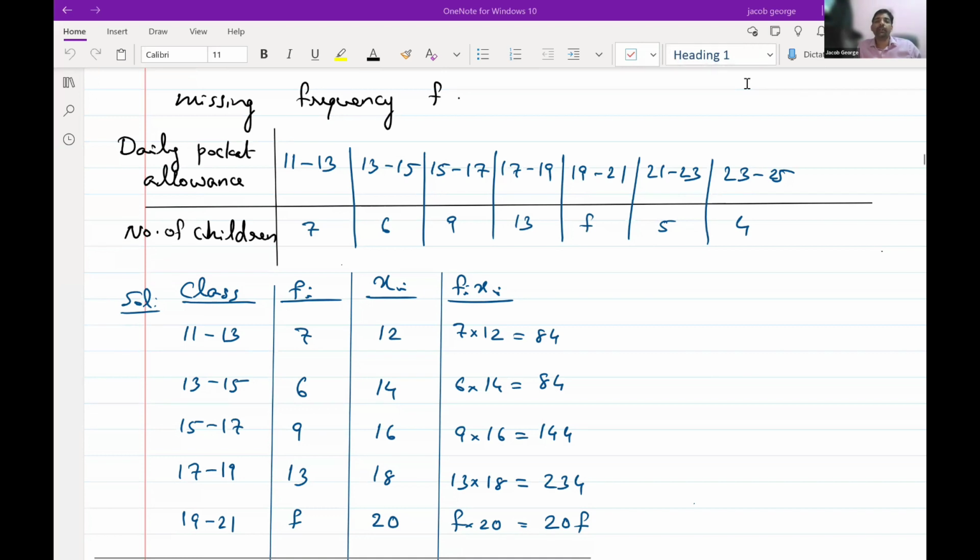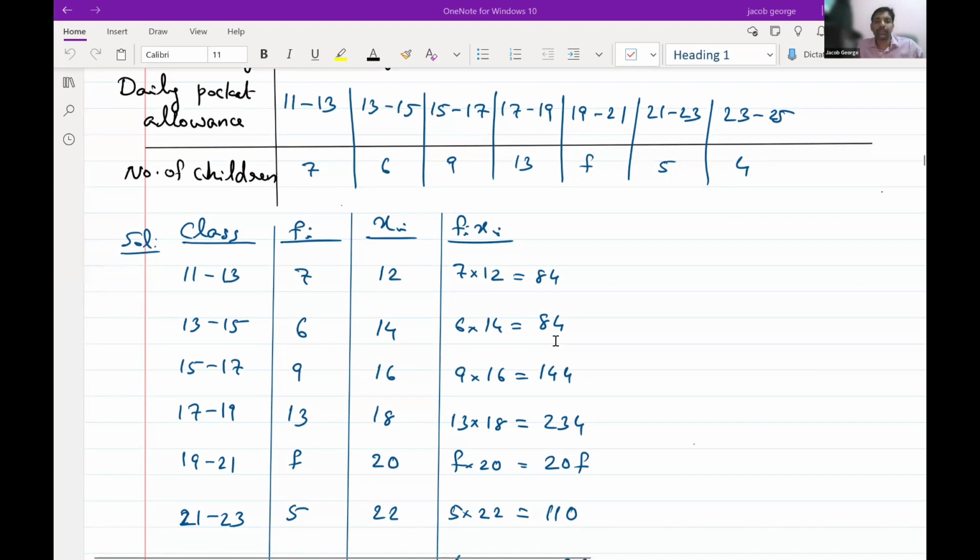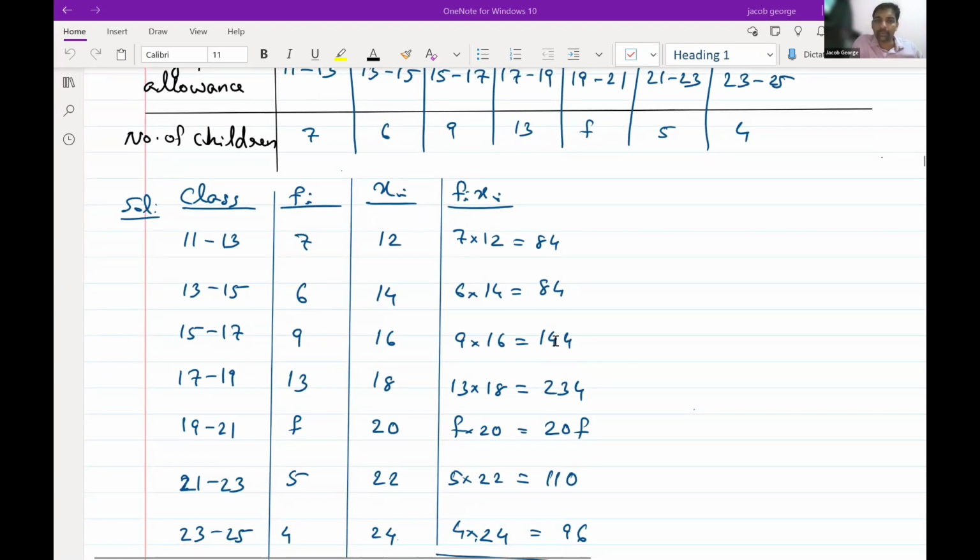So if there is one missing frequency, the mean will be given. If two missing frequencies are there, the mean and the total frequency will be given. So here the question has one missing frequency, and I applied the same column. The classes we copied from the question.